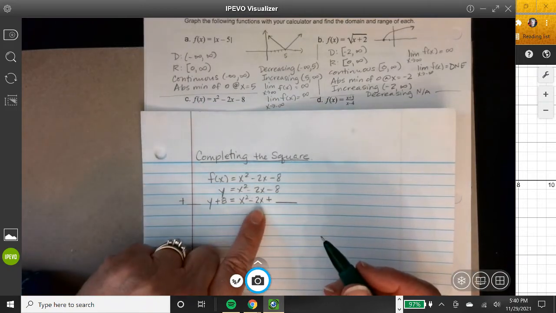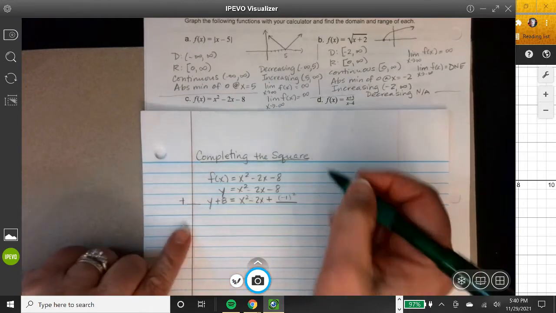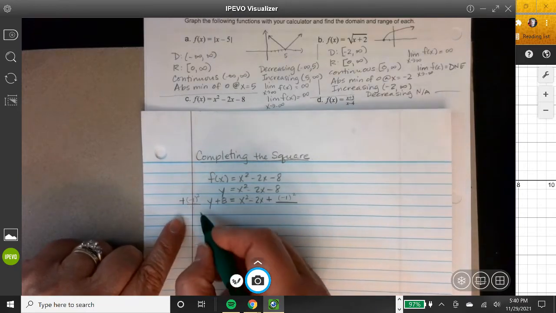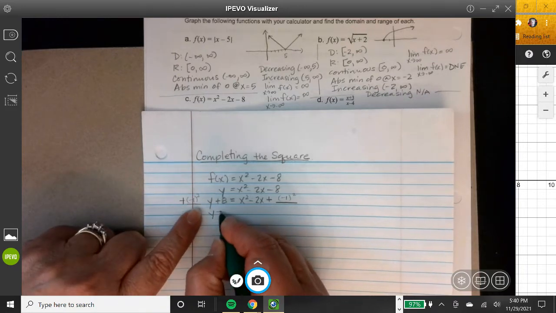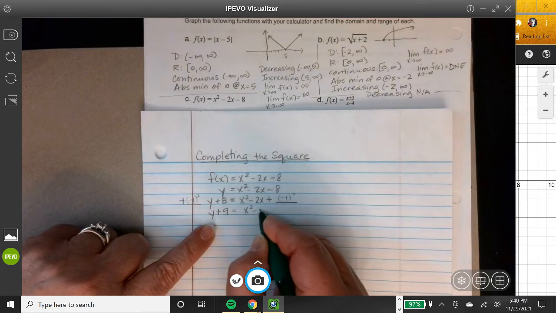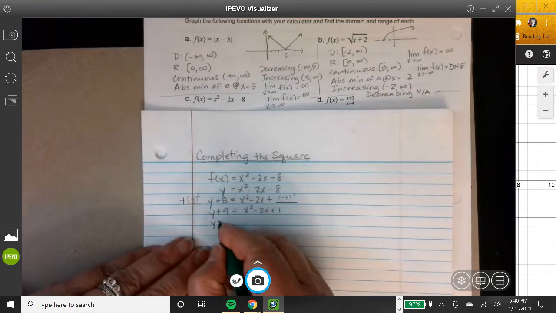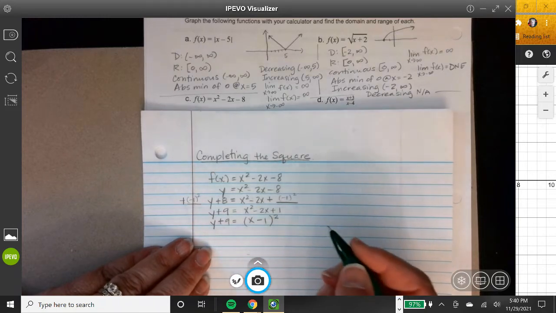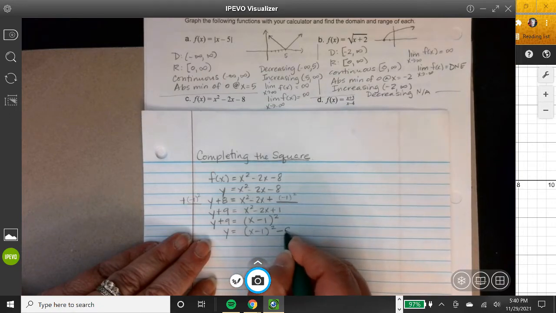All right, well, the plus something is I take half of this middle number. Well, what's half of the number? Half of negative 2 is negative 1, and I square it. So it's negative 1 squared. So negative 1 quantity squared. I have to add it to both sides. So this is going to be 1, because negative 1 times negative 1 is 1. So this is going to be y plus 9 equals x squared minus 2x plus 1. And now we have a perfect square. This is y plus 9 equals x minus 1 quantity squared. I'm almost done, so we have y equals x minus 1 quantity squared minus 9.